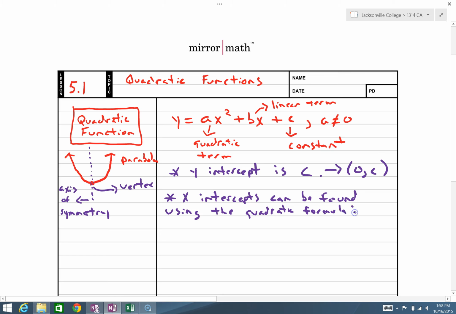The x-intercepts can be found using the quadratic formula. And the quadratic formula is x equals negative b plus and minus the square root of b squared minus 4ac, all divided by 2a. And these a's, b's, and c's are from this form.